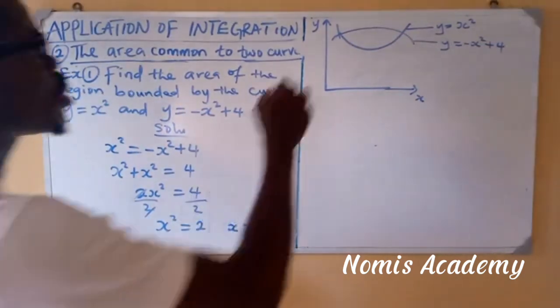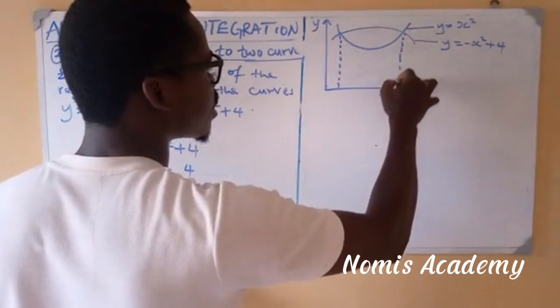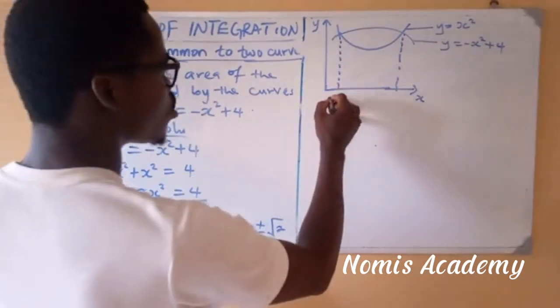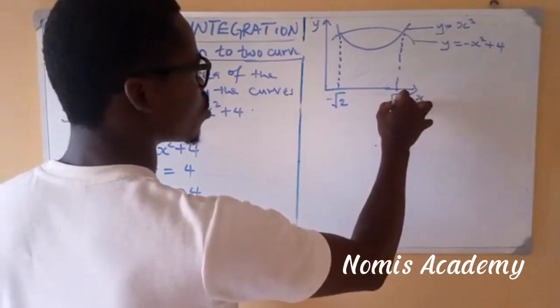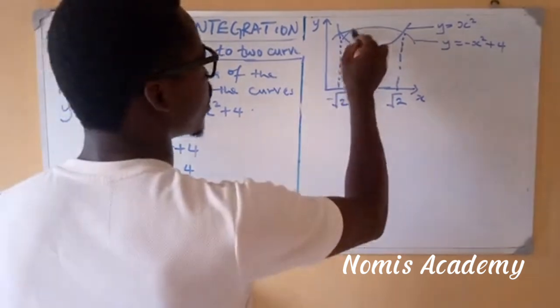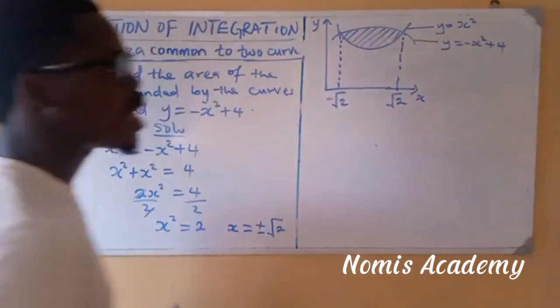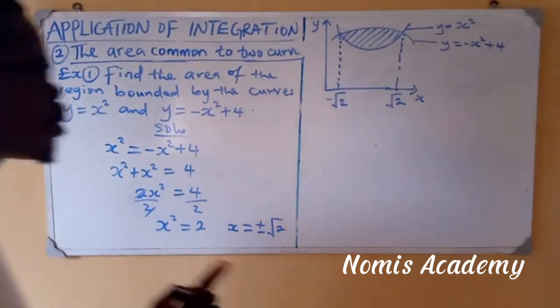Okay, so we're going to trace down to the x-axis. So now we got this point. According to this, we got this point to be minus root 2. And this point is root 2. So this is the area we are looking for, the area bounded by the two curves. Alright, so you remember the formula?